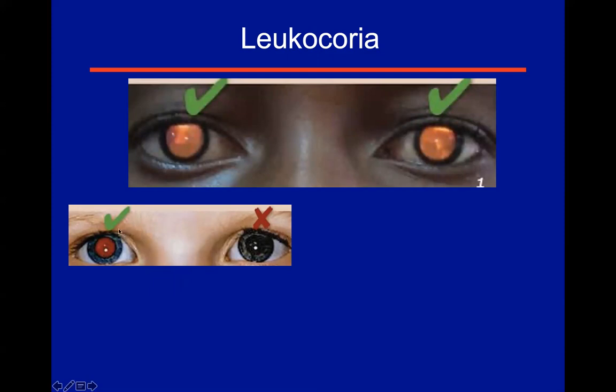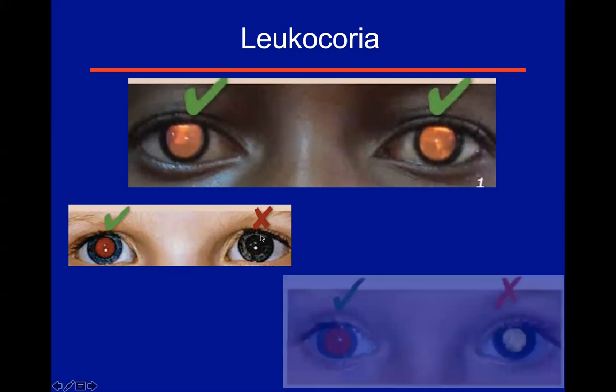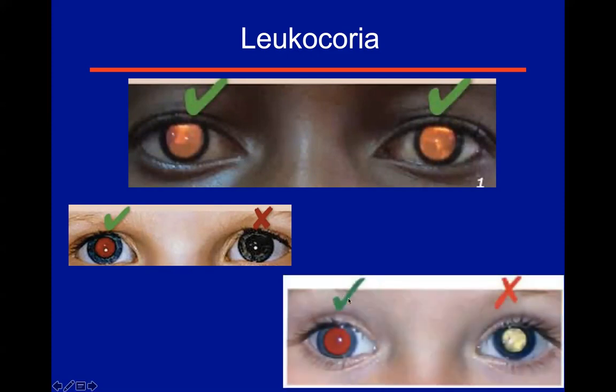This is abnormal. When this is a nice red reflex, yikes, this is abnormal. That scares me. That really scares me. This is normal. You can see a nice red reflex. This is abnormal. That scares the daylights out of me. I will tell you, when I see this, it is a retinoblastoma until proven otherwise. So I wanted to show you the normal red reflex. This is a normal red reflex. This is abnormal. This is abnormal.